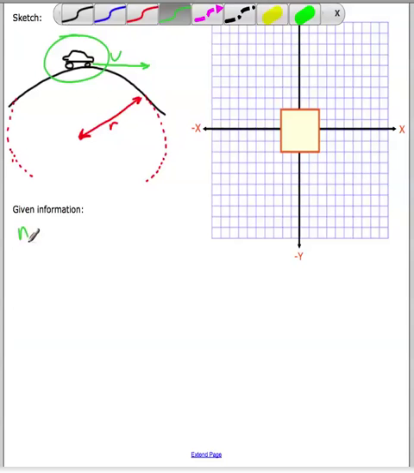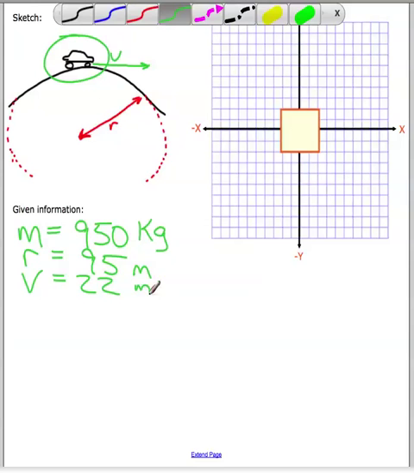We know the mass of the car. The mass of the car is equal to 950 kilograms. We know that the radius of the circle is equal to 95 meters. And we also know that the velocity of the car at the top is equal to 22 meters per second.